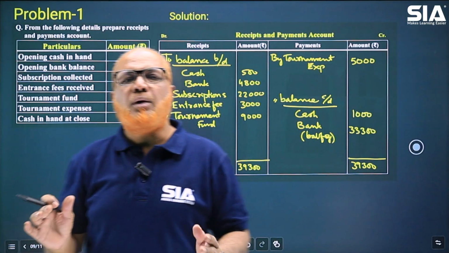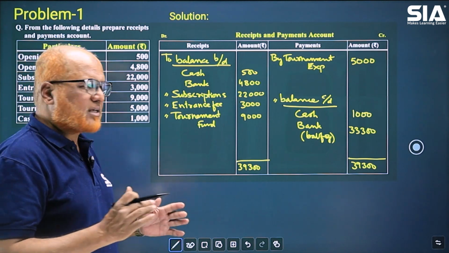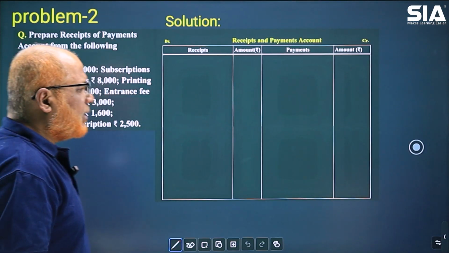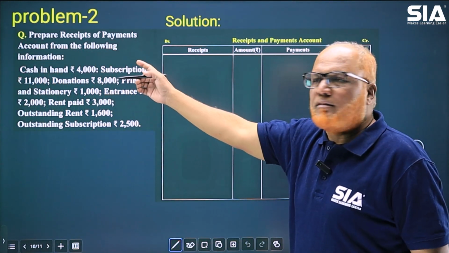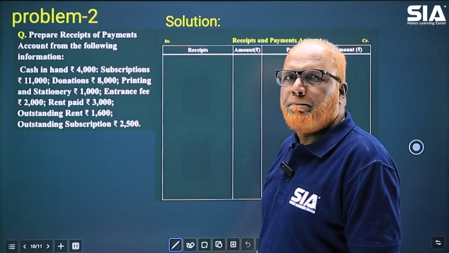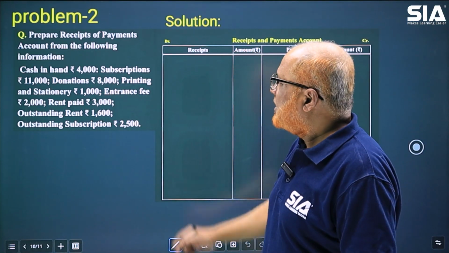Right? Similar types of problems will be frequently asked in examination. One more problem I am going to explain. Now, this is the second problem on receipts and payments account. The problem goes like this. Prepare receipts and payments account from the following information. Here, cash in hand 4,000. This is the opening cash in hand.